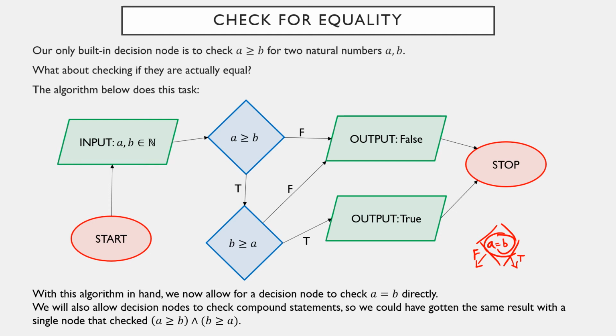Okay, notice you can actually get the same result with this compound statement, A bigger than or equal to B and B bigger than or equal to A. I could have just made a single node that asked that. That's still a statement. It's either true or false. That would be okay, but it doesn't quite show the sort of flowchart-y structure that we're going to ultimately be using a lot.